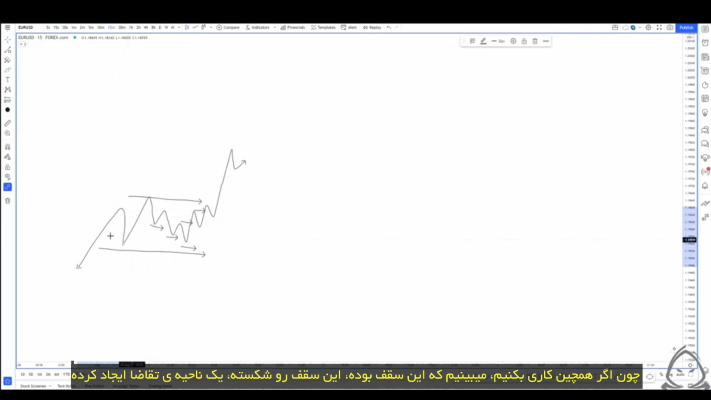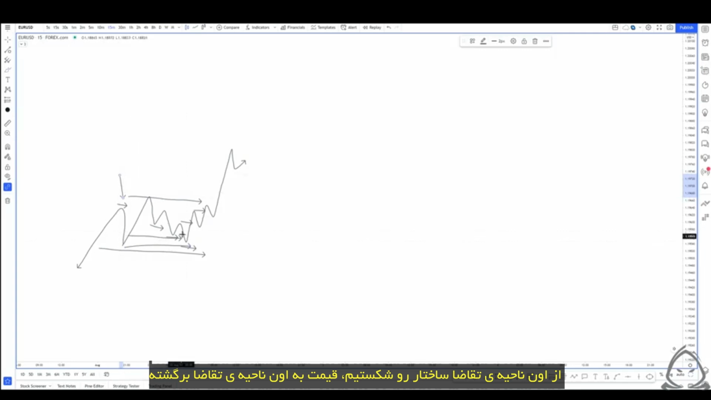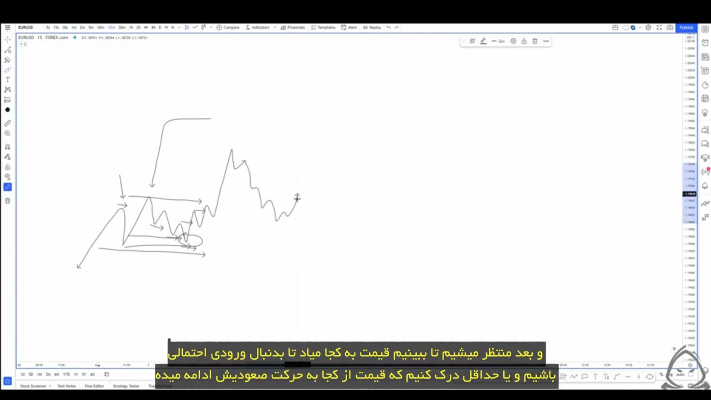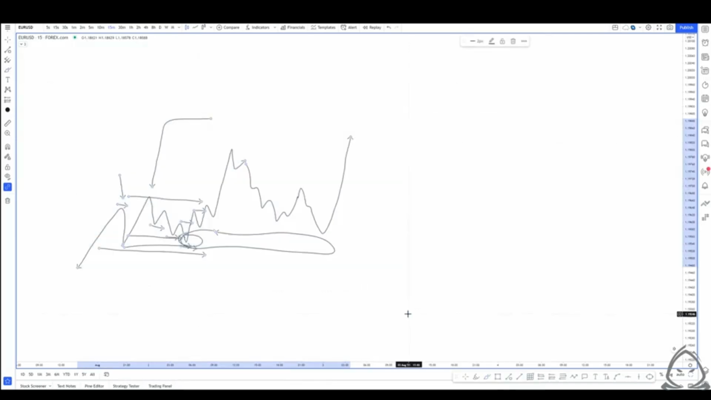Because if we did something like this, what we can see is this was a high, this took out the high, this created a demand zone. We've broken structure from that demand zone, price returns to the demand zone, and then once we tap into that demand zone, price then moves to the upside, breaking the newly created higher high, and the price continues moving to the upside. And then we would just wait and see where price ends up moving down to then look for another potential entry, or at least an understanding of where price is likely to continue moving to the upside.